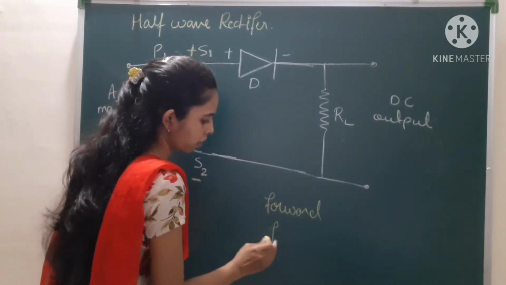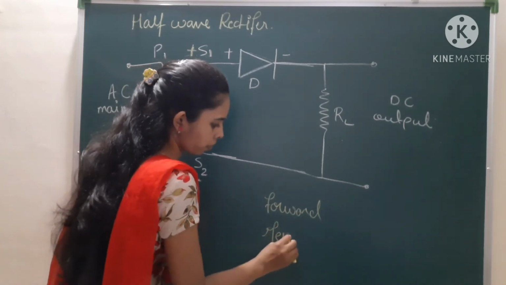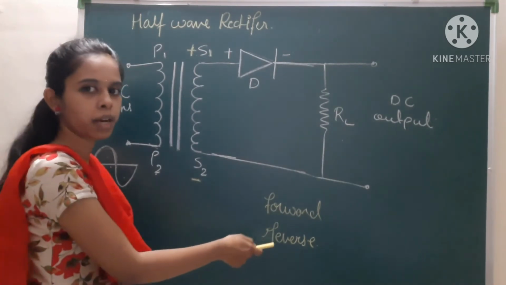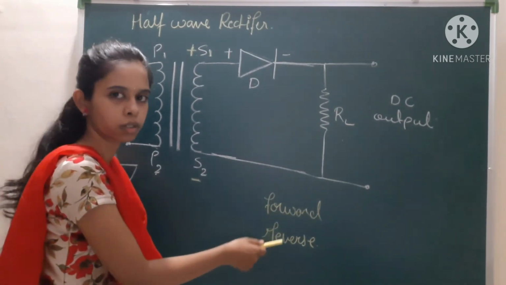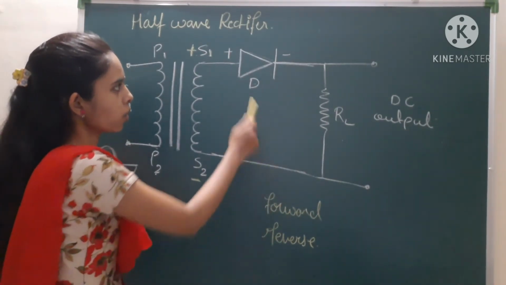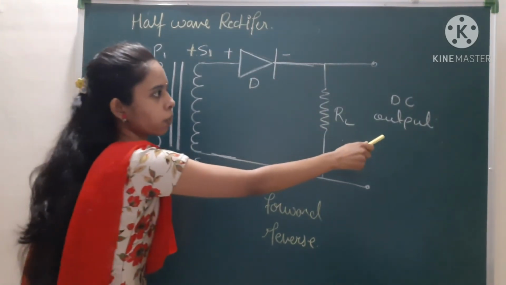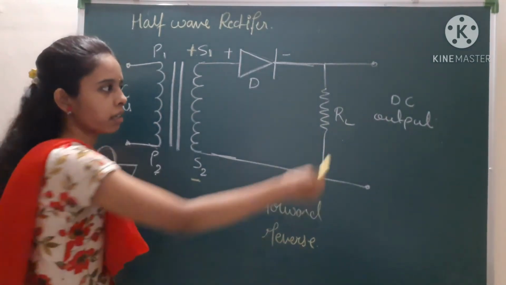Forward bias and reverse bias. You should know about this, because only then are you going to understand the working of this PN junction diode used to get DC output from an AC voltage.